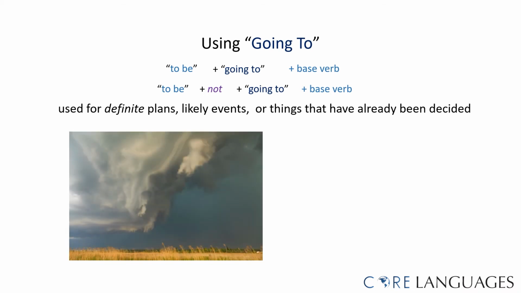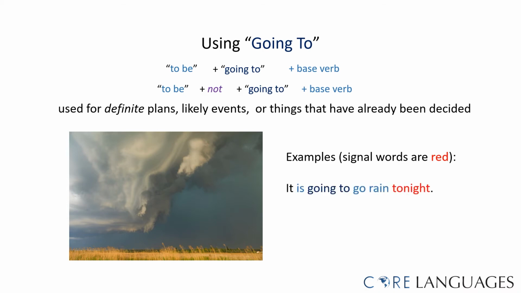Here are a few examples. Again, the signal words are marked in red. It is going to rain tonight. It is not going to rain this evening.